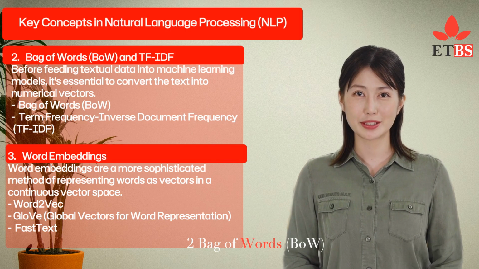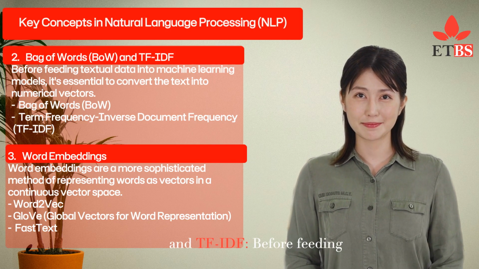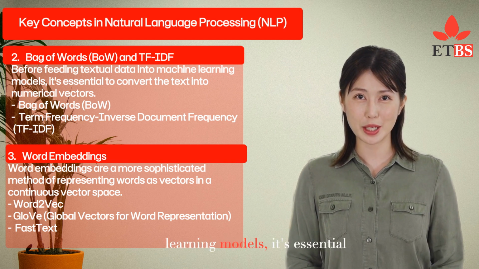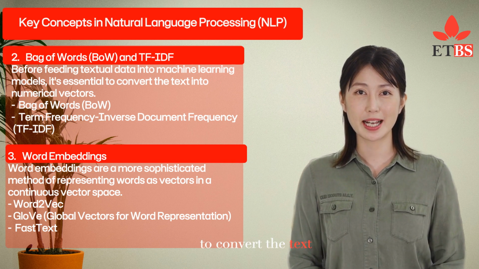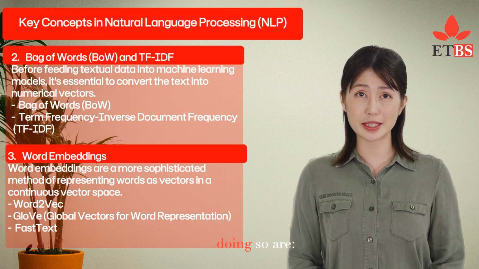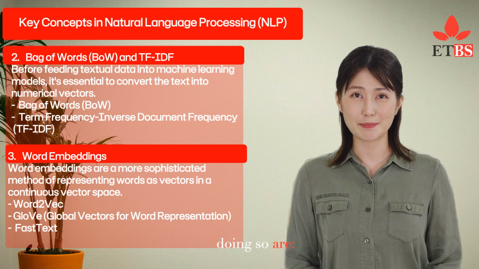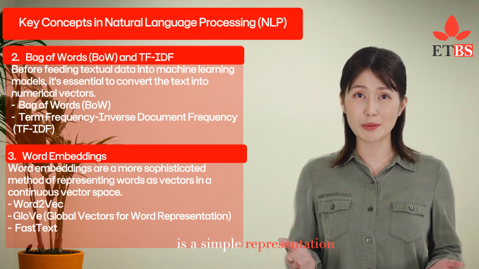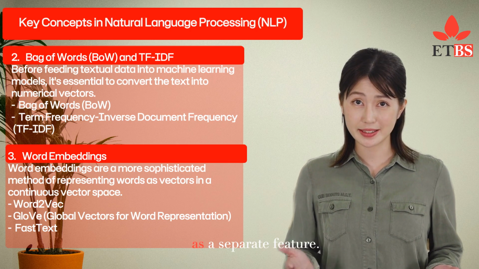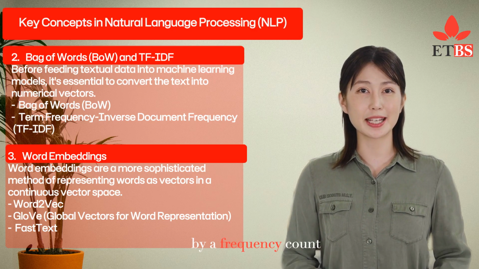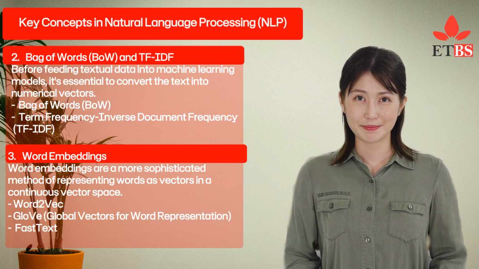2. Bag of words, BoW, and TF-IDF. Before feeding textual data into machine learning models, it's essential to convert the text into numerical vectors. Two popular methods for doing so are bag of words, BoW. BoW is a simple representation where each word in the text is treated as a separate feature. The text is represented by a frequency count of words in the document.